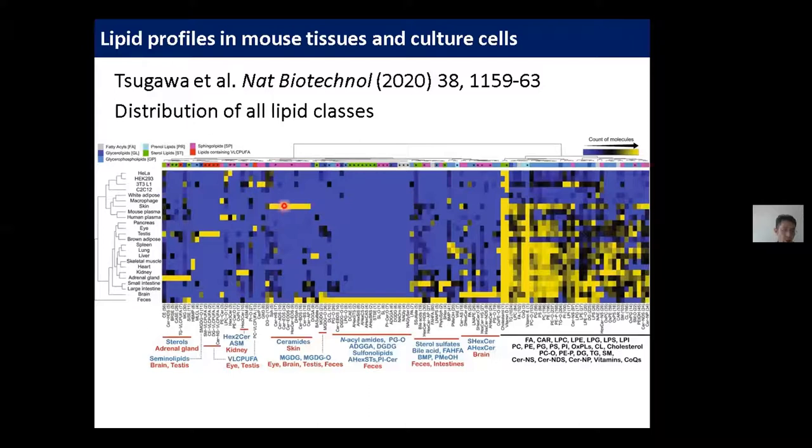This is very well known because ceramides are important barrier molecules at the skin surface. So it's quite understandable. So in this way, we could see the distribution of all kinds of lipid classes in different tissues in mouse. What we see is a striking difference depending on tissues. So it really depends on which part of the body you are looking at.